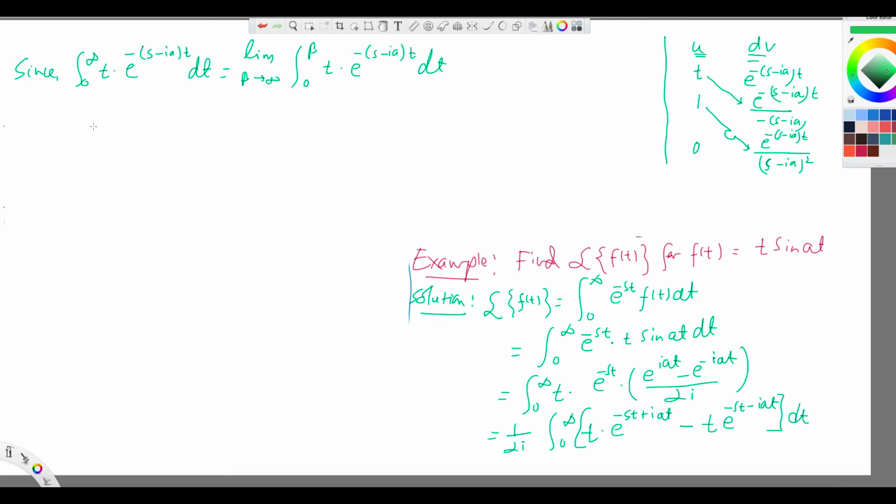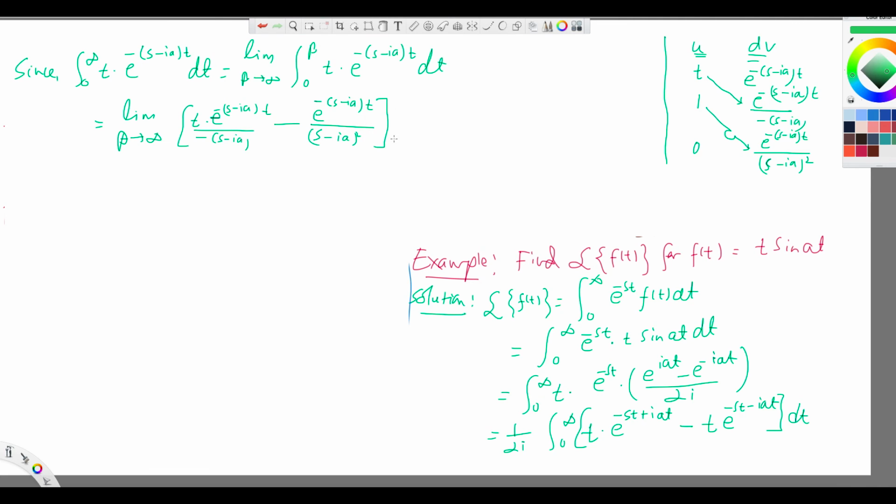You see that? So what you get is, just use integration by parts there. Limit beta tends to infinity. You see that? Beta tends to infinity. And then you will get t times negative e to the negative (s minus ia) t, over negative (s minus ia), and then minus, because this is a negative multiplication, 1 times that, so e to the negative (s minus ia) t divided by (s minus ia) squared, right?